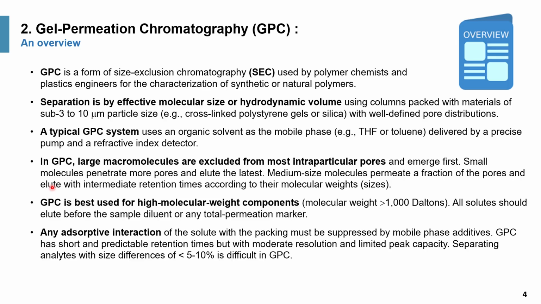A GPC system is a very simple HPLC system. It needs to have a very precise pump to give you accurate molecular weight calibration. Typical mobile phase is THF, tetrahydrofuran, or toluene, and generally a refractive index detector is used. And some comment on GPC being used for large macromolecules, and occasionally we can use it for smaller molecular weight for purification or sample preparation.